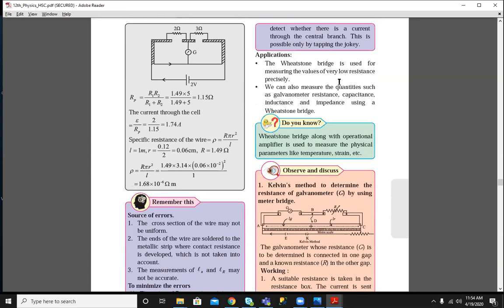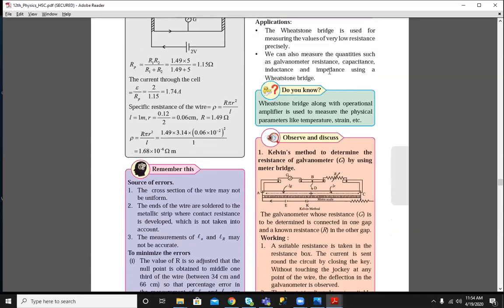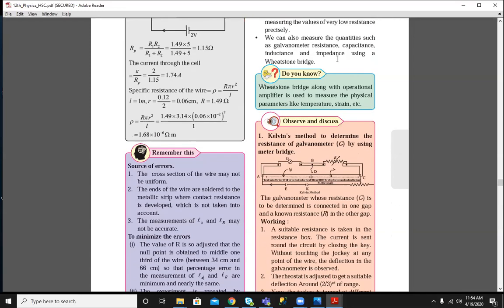Okay, applications of the meter bridge. It is used for measuring the values of very low resistance precisely. We can also measure quantities such as galvanometer resistance, capacitance, inductance, and impedance using a meter bridge. Okay, so for now in our standard we have one application, galvanometer resistance. Capacitance is the capacity of a capacitor. What capacitance and capacity are, we will learn in the chapter Electrostatics. Inductance and impedance we will see in our chapter EMI, electromagnetic induction.